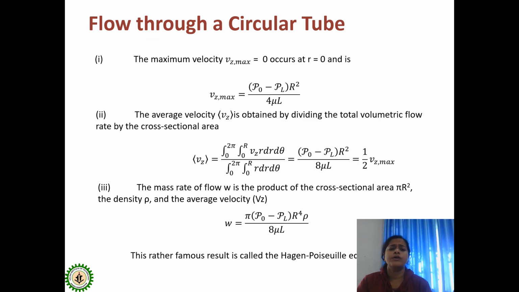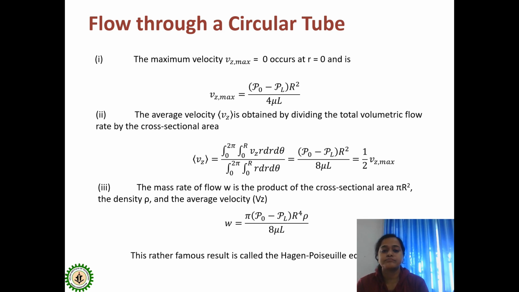After that, we obtain the different cases. The first is the maximum velocity, the second is the average velocity, and the third is the mass rate of flow. For the maximum velocity, Vz max occurs at small r equals 0. Putting this value of small r in the velocity distribution equation, we get Vz max equals (small p0 minus small pL) capital R square by 4 mu L.